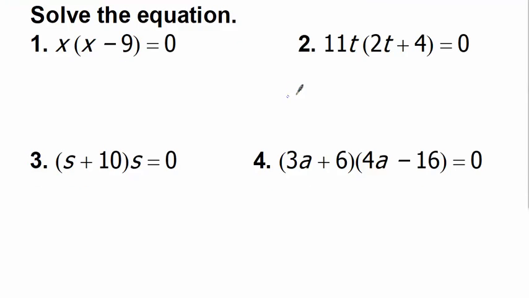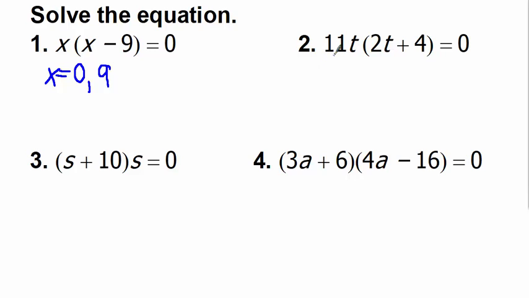Remember, you're welcome to use shortcuts. Whenever you recognize that you have one variable by itself, that variable is going to have to equal 0. And if I have a nice simple factor like this, I change the sign when I take it out. The solutions of problem 1 are 0 and 9.